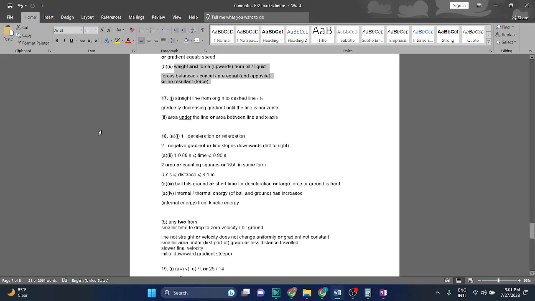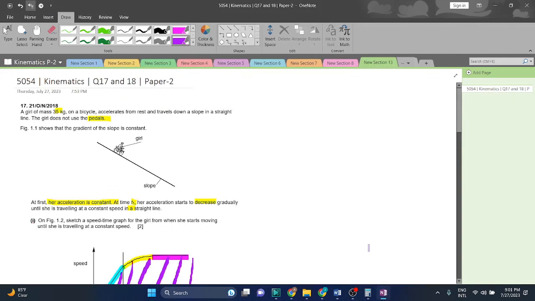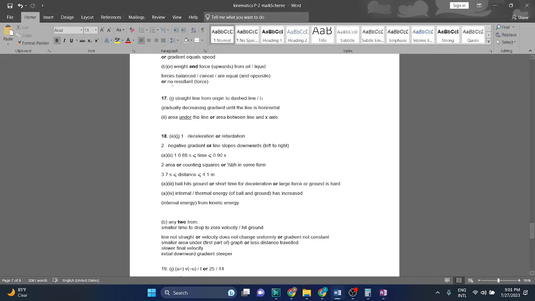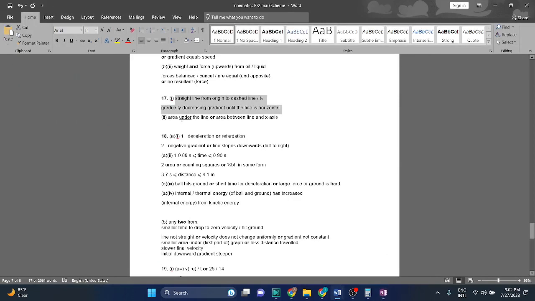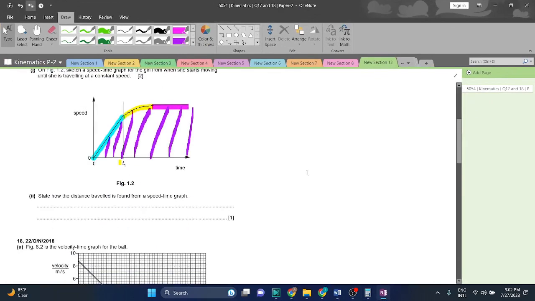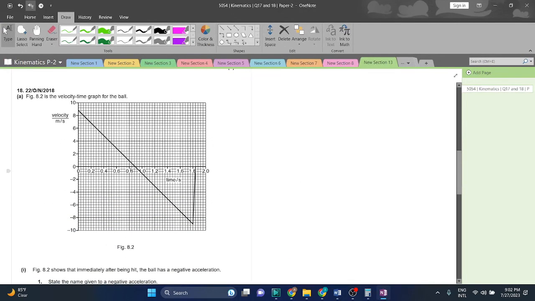अच्छा, कौन सा क्वेश्चन था? फॉरगॉट. क्वेश्चन 17 and 18. 17. अच्छा, this is the answer for one, or this is the answer for area under the line will give us the distance. Okay, this is the right answer.